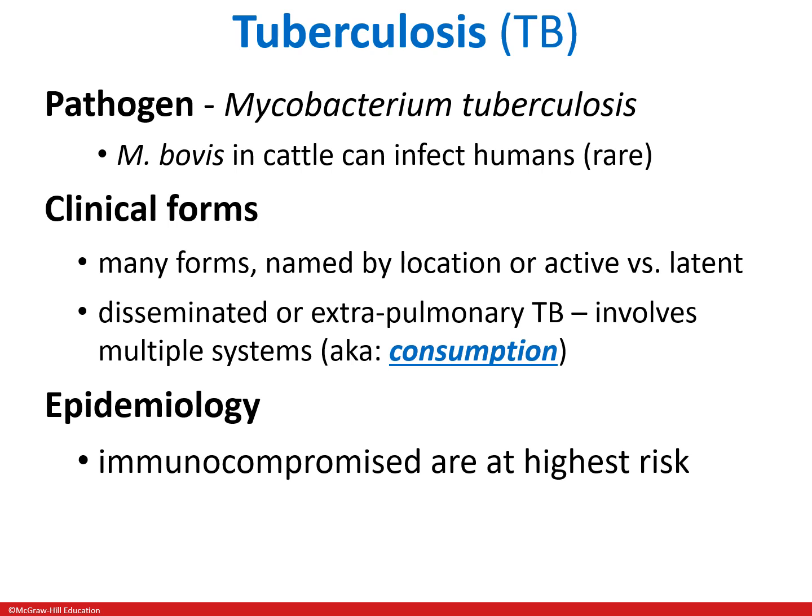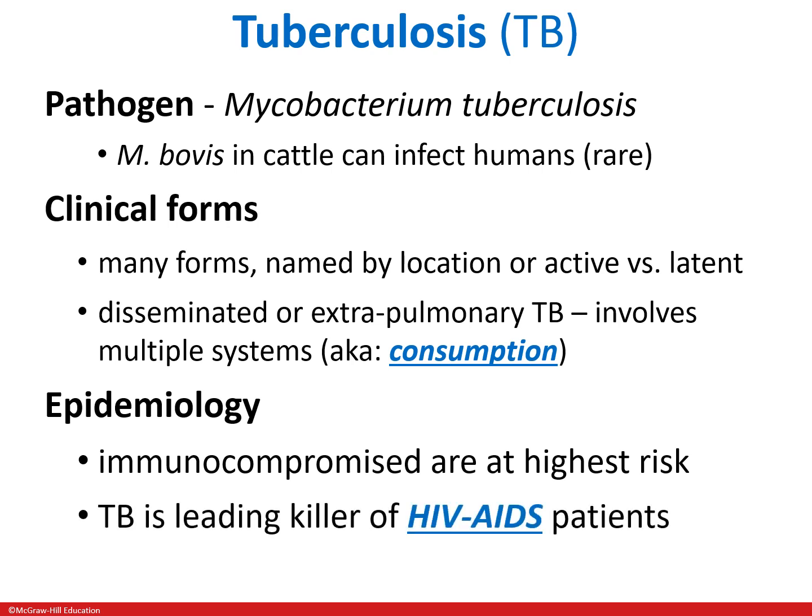So immunocompromised individuals are at the highest risk. Many people are walking around with asymptomatic carrier state, and so if your immune system can keep it in check, it's usually not a problem. And so this is where immunocompromised systems are really the highest susceptibility.